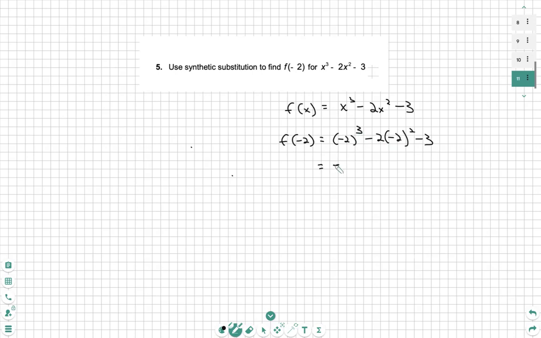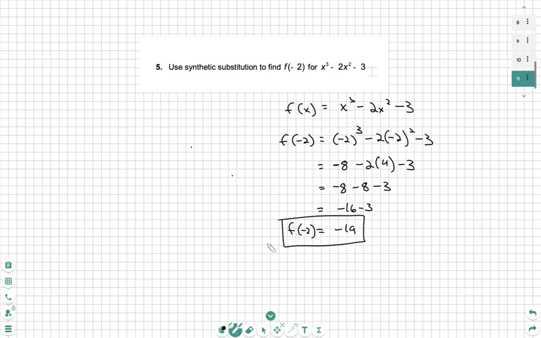Negative 2 cubed is negative 8. This is going to be minus 2 times negative 2 squared, which is a positive 4. Minus 3. We see this is negative 8, and negative 2 times 4 is negative 8. And we can combine this slowly and surely. We see that we get negative 19 after substituting negative 2 in for x.